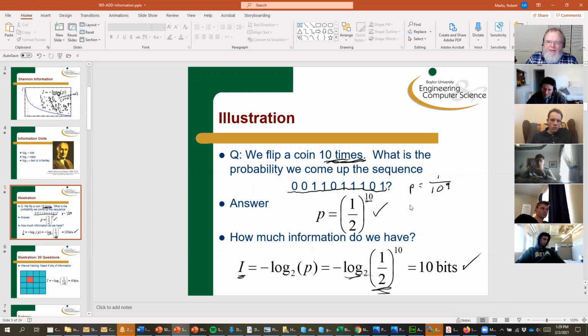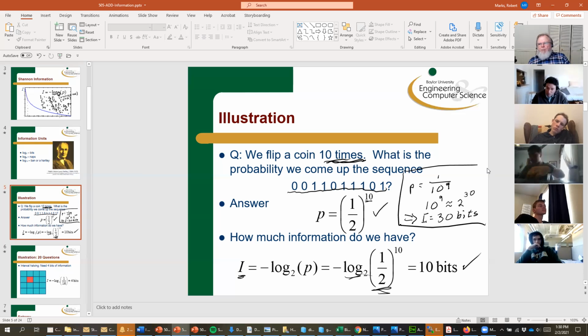However, 1 billion is about equal to 2 to the 30th, roughly. If you think about it, what is 10 bits equal to? That's 2 to the 10th, which is about 1,000. So 2 to the 20th is about 1 million. 2 to the 30th is about equal to 1 billion, roughly. So what does this say? This says this probability translates to I is equal to 30 bits. Right?